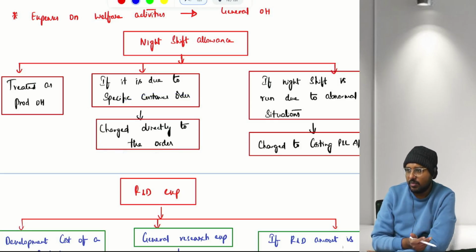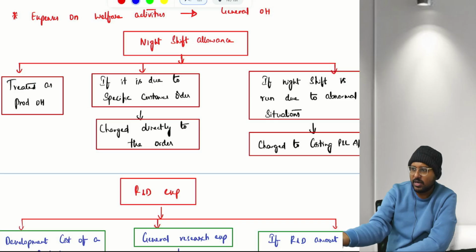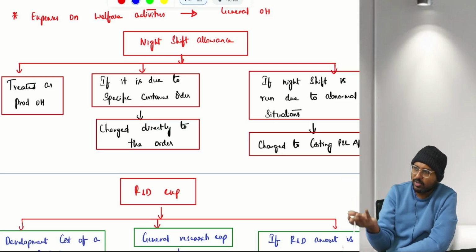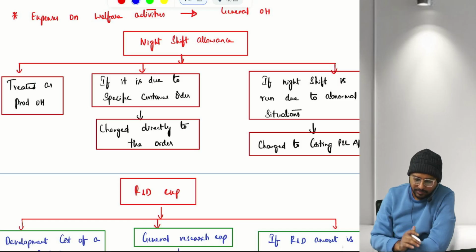Simple logic, right? Usually I will not work at nights. But because the customer has demanded, I'm requesting my employees to work. In that case, what will happen? I have to pay them more. Then that will be charged to the customer. That's all. Simple. Got it?